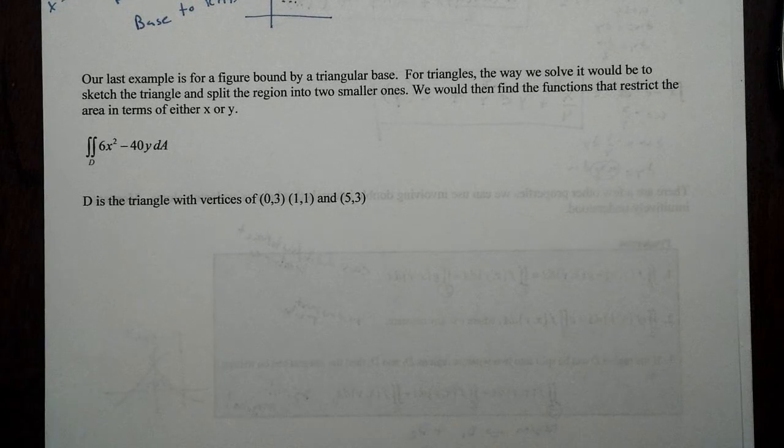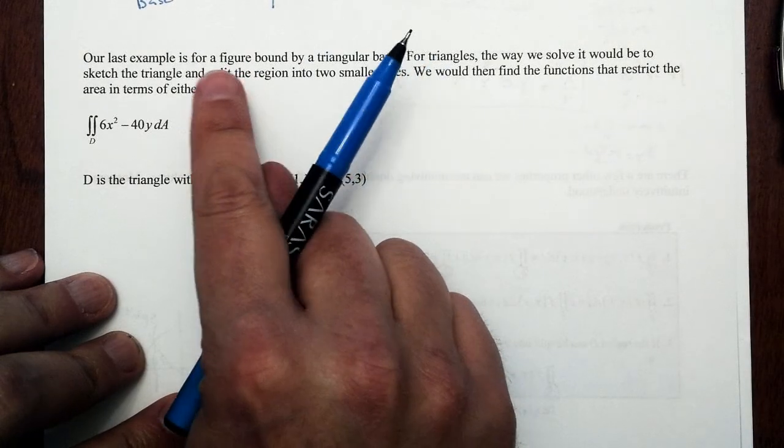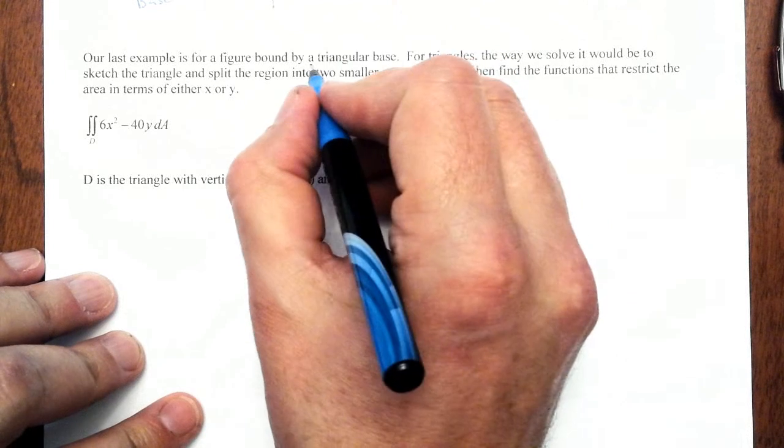Hello, welcome back. Let's continue our discussion about finding volume using a double integral. For the last example we're going to talk about is a figure bounded by a triangular base.